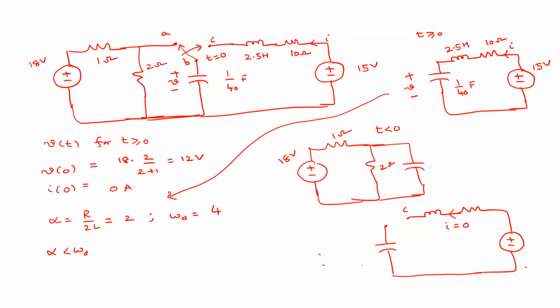So what kind of response is it? Underdamped. Underdamped, right? If it is underdamped, the next step you need to do is immediately calculate the omega d value. So what is omega d? Square root of omega naught square minus alpha square, right? So what is omega d? Root 12, right?